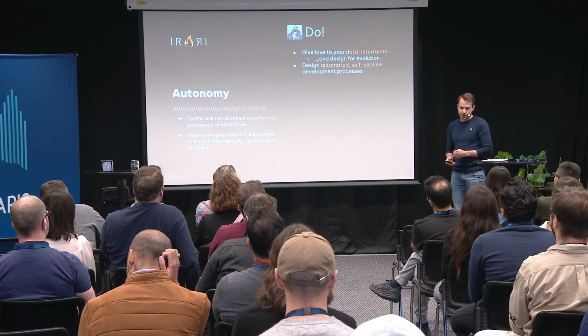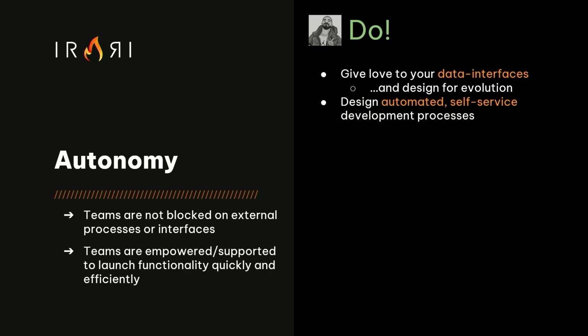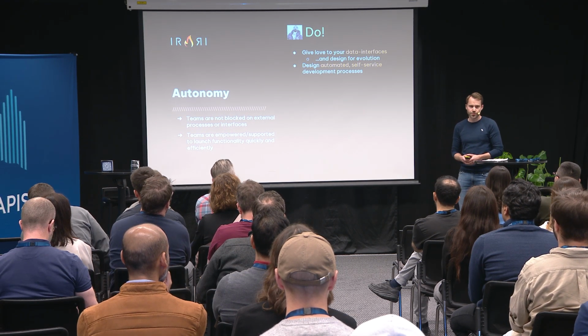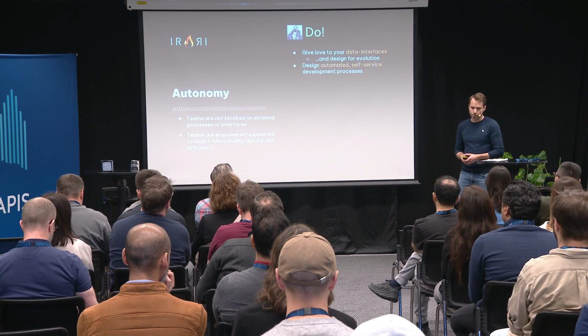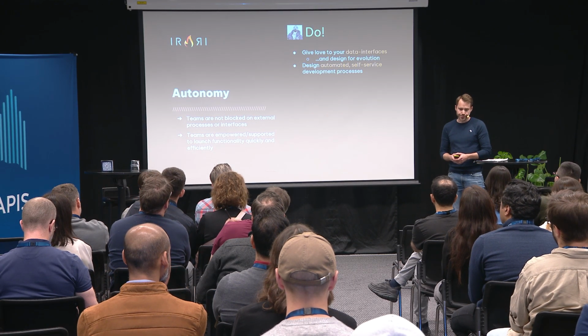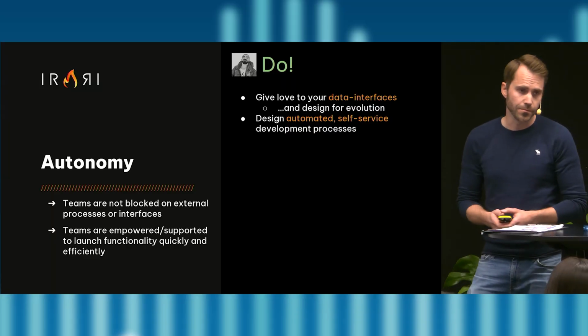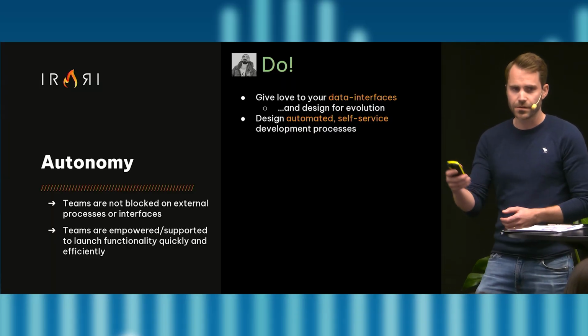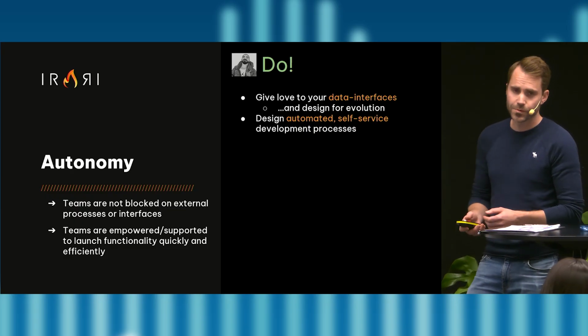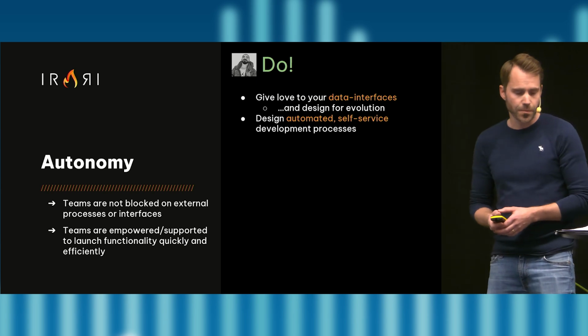Another thing that we should do is to try to have an automated self-service development process. Self-service meaning that each team can do what they want to do without being blocked by external people needing to do stuff for them to be able to go forward. And automate as much as possible, especially where you see that now we're doing this over and over again. You see the patterns. Automate it because machines are very good at doing this kind of repetitive task.